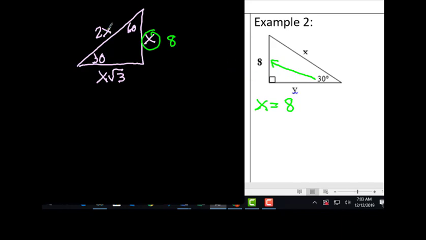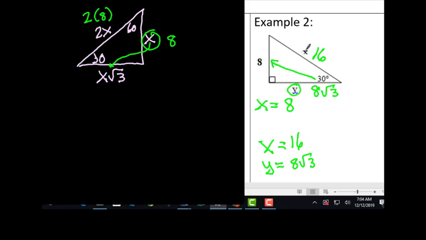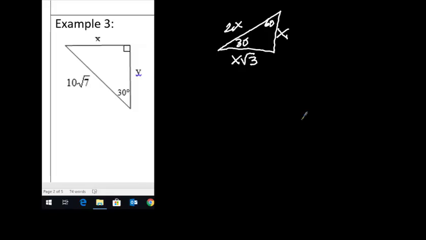What would the 2x, the hypotenuse, be? If I know x is 8, this is 2 times 8, which would mean this is 16. All we have to do is put in what x is here, so this would be 8 square root 3. And that's all she wrote. So I know x is 16, the y is 8 square root 3, filling out the two pieces we're trying to label, and done with example 2.